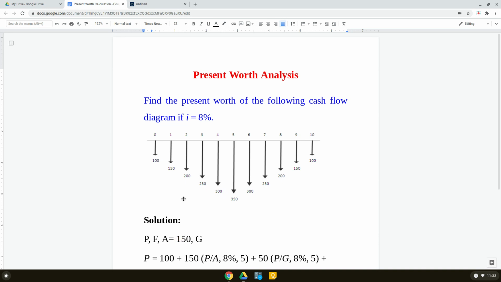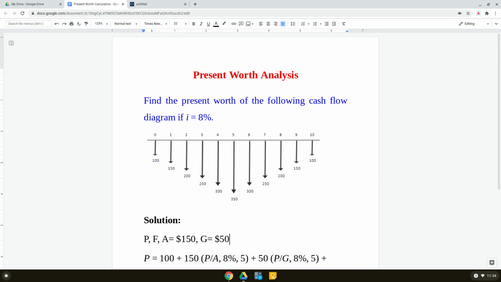So A would be 150, that is common among all these cash transactions here. And then the G is called the arithmetic gradient. If we have a cash transaction that is increasing or decreasing by the same amount every time period. Here you will see the cost increases by $50, from 150 to 200, then 200 to 250, $50, 250 to 300, $50, and 300 to 350, $50. So there is a constant increase of $50, which is called the arithmetic gradient, letter G. So we can put that as $50, right?